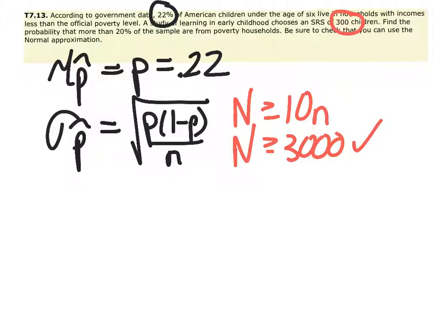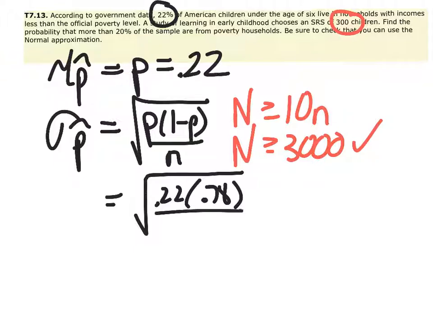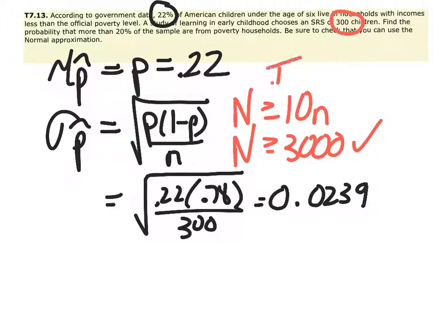Because of that, we can now compute our new standard deviation calculation. Putting in our population parameter of 22%, 1 minus that is 0.78. And again, our sample size is 300. That's going to give us a standard deviation of 0.0239. So we have tested for independence, and I'm actually going to put that right here, that this was for independence.